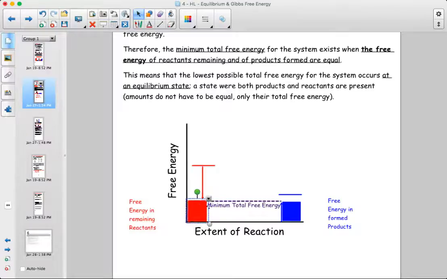Okay. So although it's kind of a weird new concept to consider, the point at which you have the minimum total free energy in the system, the total G of the system, exists wherever the amount of free energy in reactant form that's still left over is equal to the amount of free energy in product form that's been made so far. And so this means that for any reaction, the lowest total free energy for that system is going to occur at an equilibrium state, a state where you've got some reactants and some products both present in the reaction mixture.